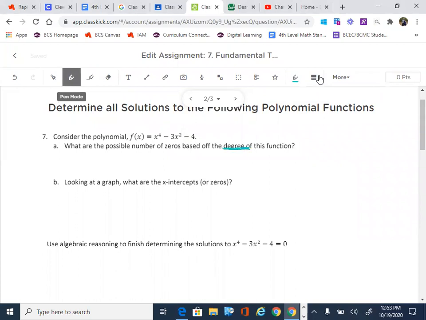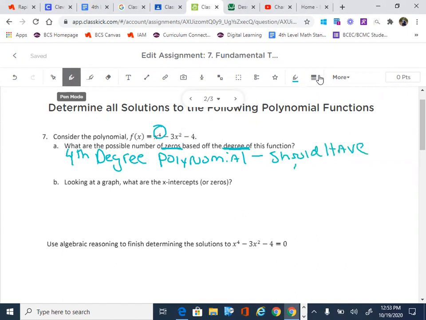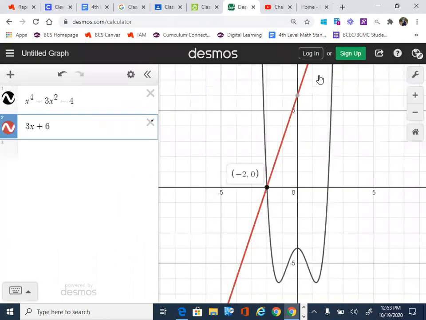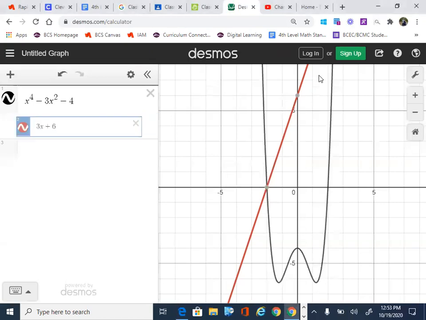So based off of the degree, we want to know the zeros. Well, we know that this is a fourth degree polynomial. And because it is a fourth degree polynomial, we know that it should have 4 x-intercepts. So let's go ahead and look at that in Desmos. I'm going to take x to the fourth minus 3x squared minus 4, and I'm going to plug it into Desmos. Boom, there it is already set up for us, thank goodness.